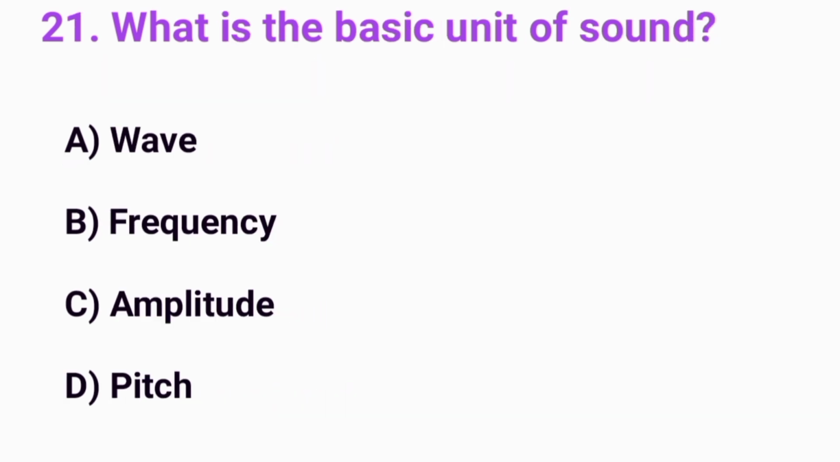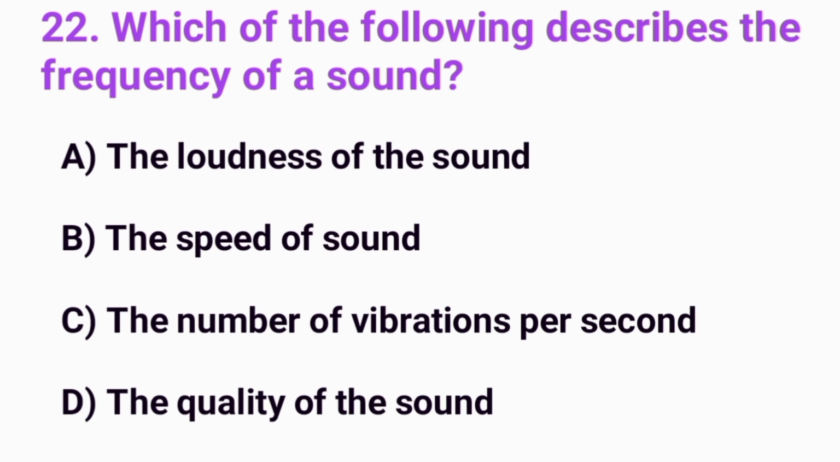Question number 21. What is the basic unit of sound? The right answer is option A, wave. Question number 22. Which of the following describes the frequency of a sound? The right answer is option C, the number of vibrations per second.